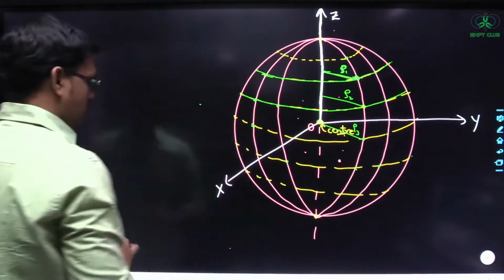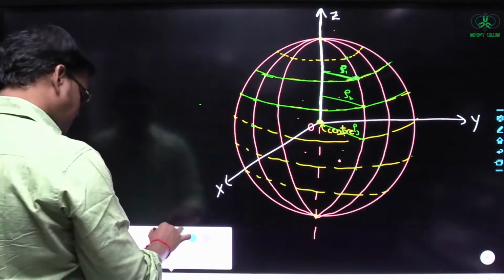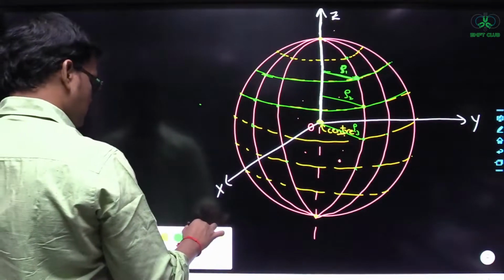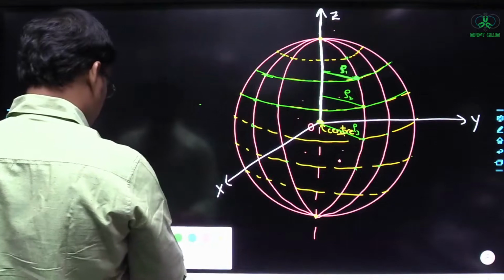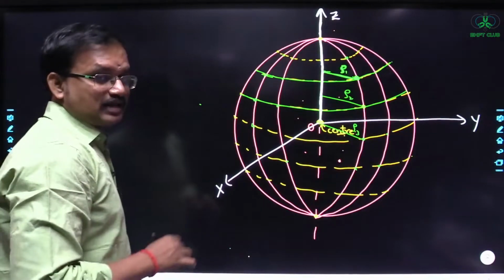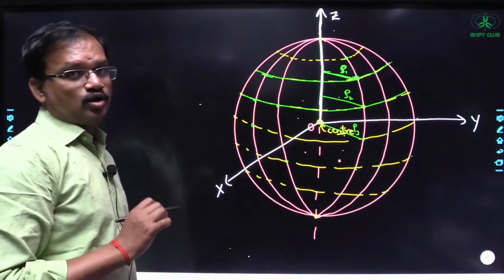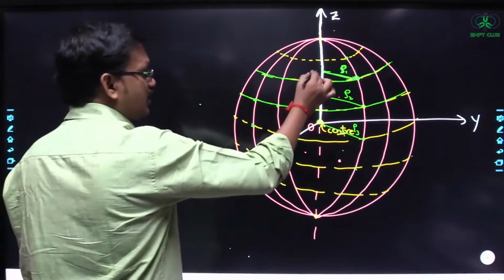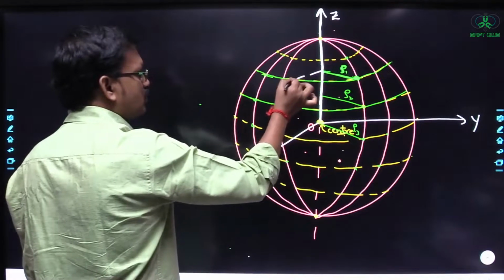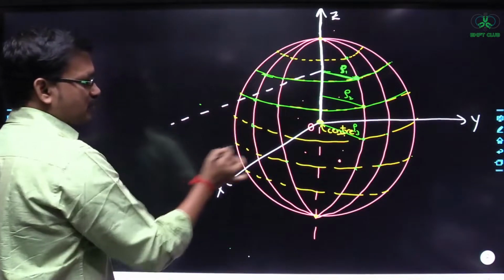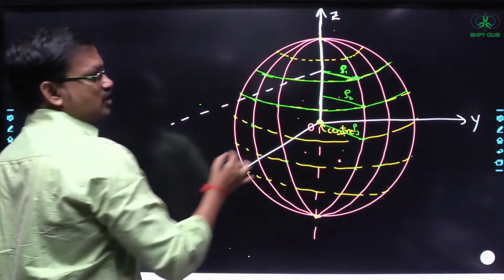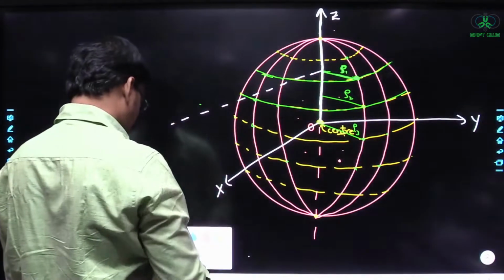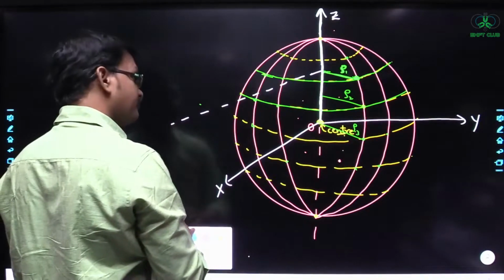Now see here. What is phi? Phi is the angle between the x-axis and rho, and it is measured with respect to the x-axis. Here, if I draw a line parallel to the x-axis, the angle between this line and rho is called phi.